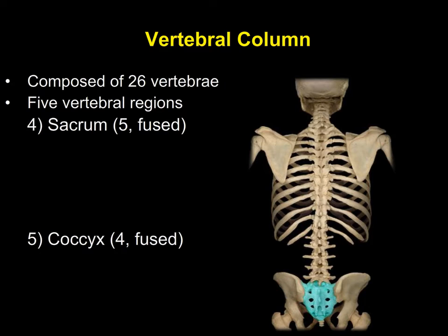There's a lot of nerves that move through there. In addition, the sacrum is basically the attachment point of the axial skeleton onto the appendicular skeleton. So the sacrum and also the hip bones or coxal bones form a very important joint called the sacroiliac joint.